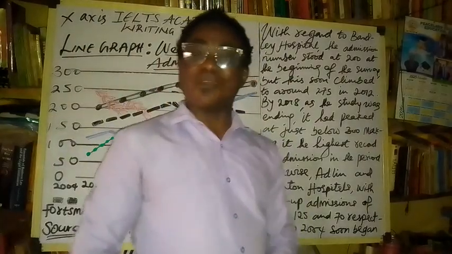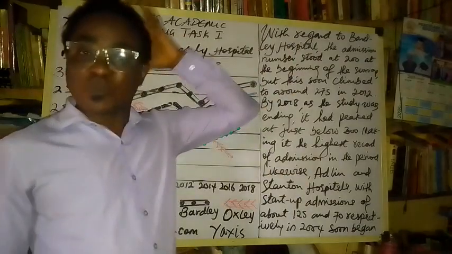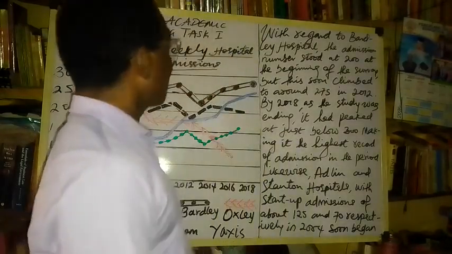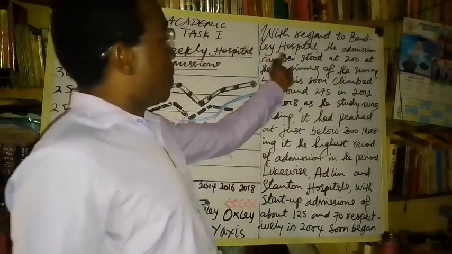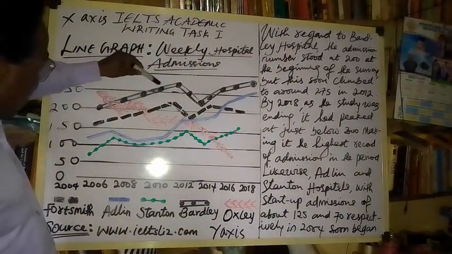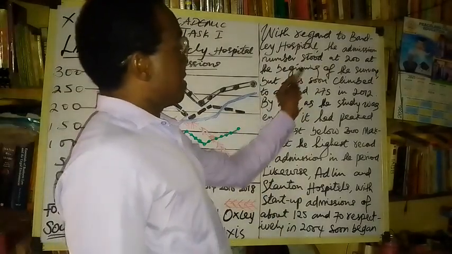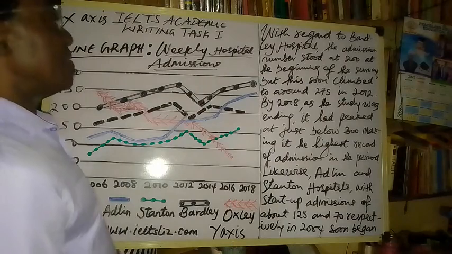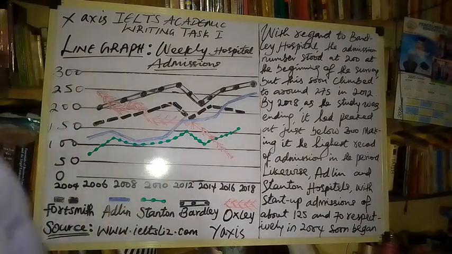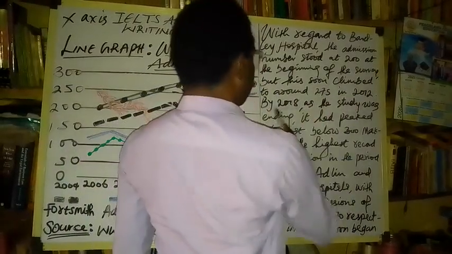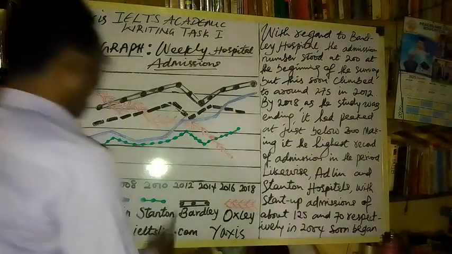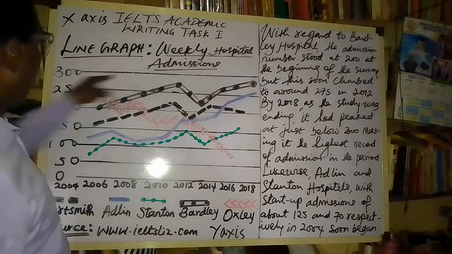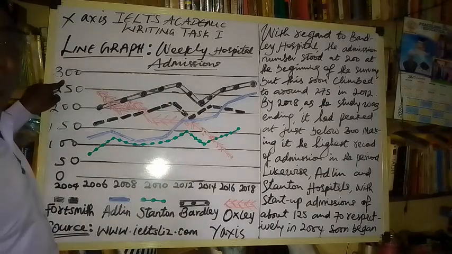All right, for want of board space, we will read what we've written in the third paragraph so that we can wipe a part of the board and continue. So it says, with regard to Badley Hospital, that is this hospital, the admission number stood at 200 at the beginning of the survey. The beginning of the survey is 2004. But this soon climbed to around 275 in 2012. By 2012, that is at this point, it had climbed to around 275, which is still below 300.